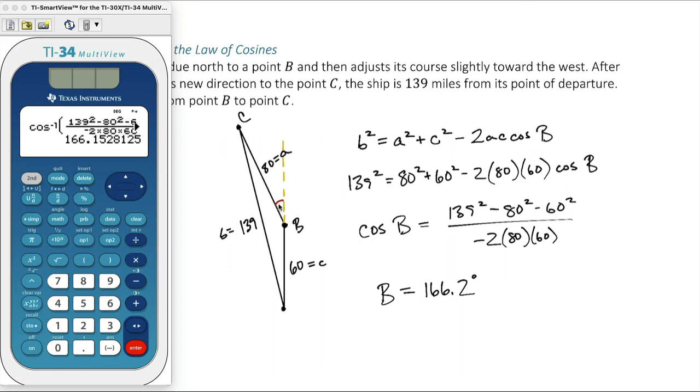So our bearing, then, we know that we are just getting the supplement of the angle B that we got, right? Because from here all the way around, we know that's 180 degrees. So we do 180 degrees minus this angle B, 166.2 degrees, to give us that angle right there. So that's going to be 13.8 degrees. So then our bearing is from the north line, north to the west is how they adjusted, 13.8 degrees west.